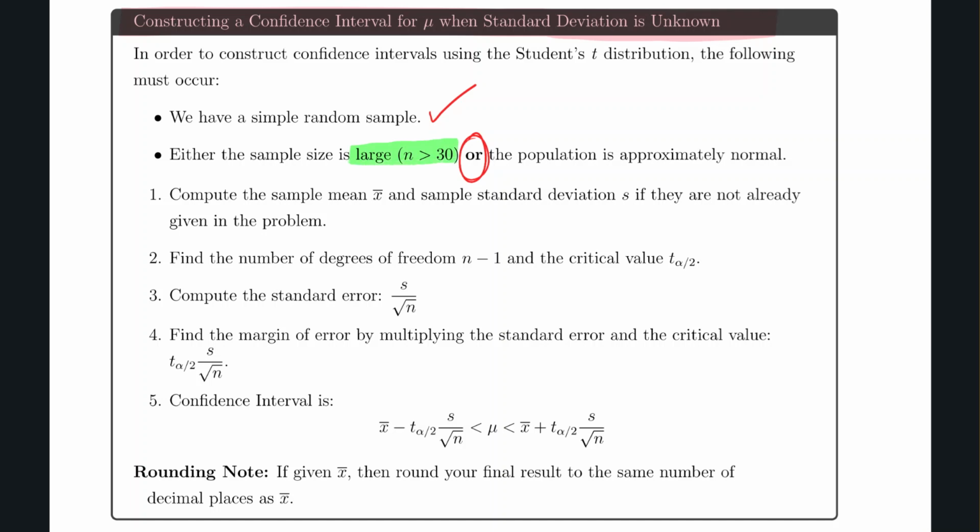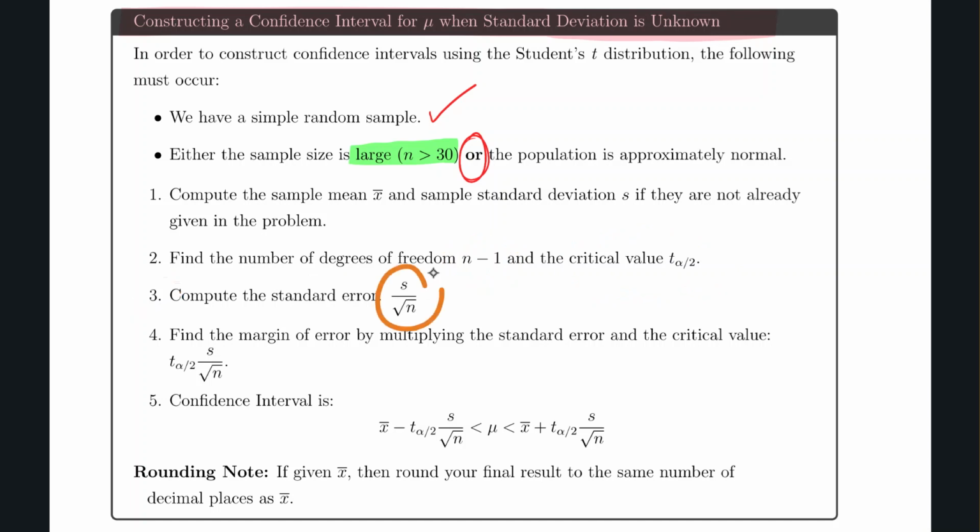So whenever you begin these problems, if the standard deviation is unknown, check first, is it a simple random sample? Then do we either have a sample size larger than 30, or if it's not larger than 30, are we drawn from a normal population? Now if both of those check out, then our steps are: first, compute the sample mean if it's not given, and the sample standard deviation, s, if they're not already given. Then 2, find the number of degrees of freedom. Remember that's sample size minus 1. And then using our chart, find the critical value that corresponds to the degrees of freedom and the confidence level listed.